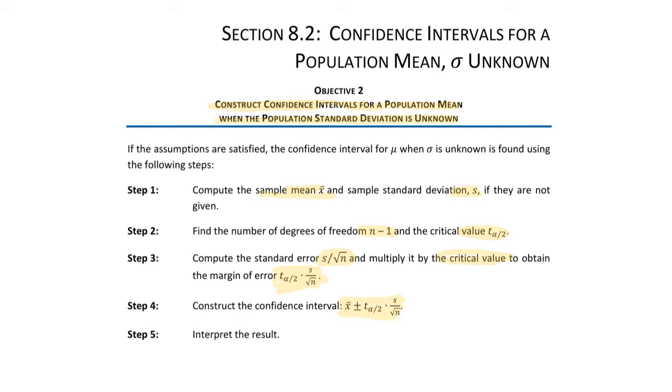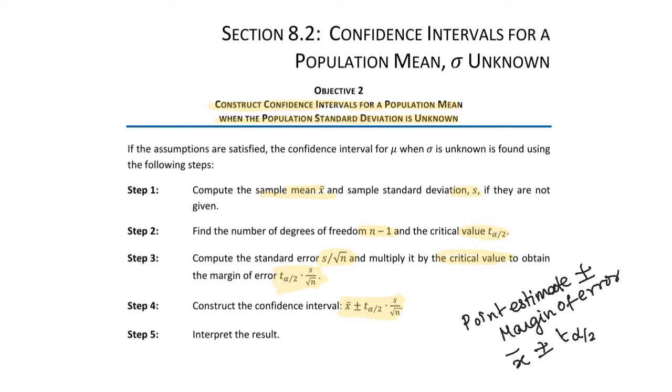So here you can see the procedure is almost the same as the previous chapter. The interval is point estimate plus or minus the margin of error. So the point estimate is x bar, the sample mean, then plus or minus t alpha over 2 times s over square root of n.